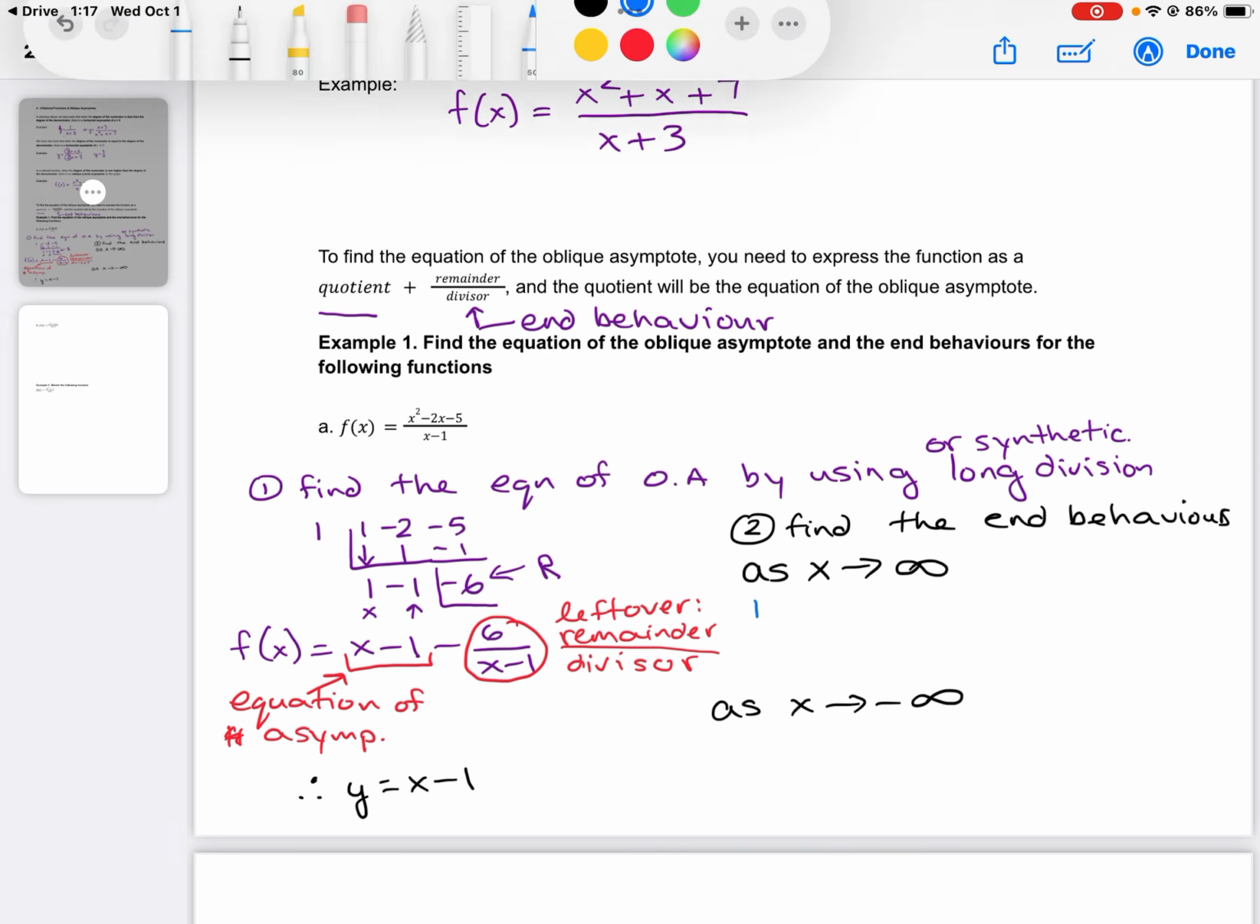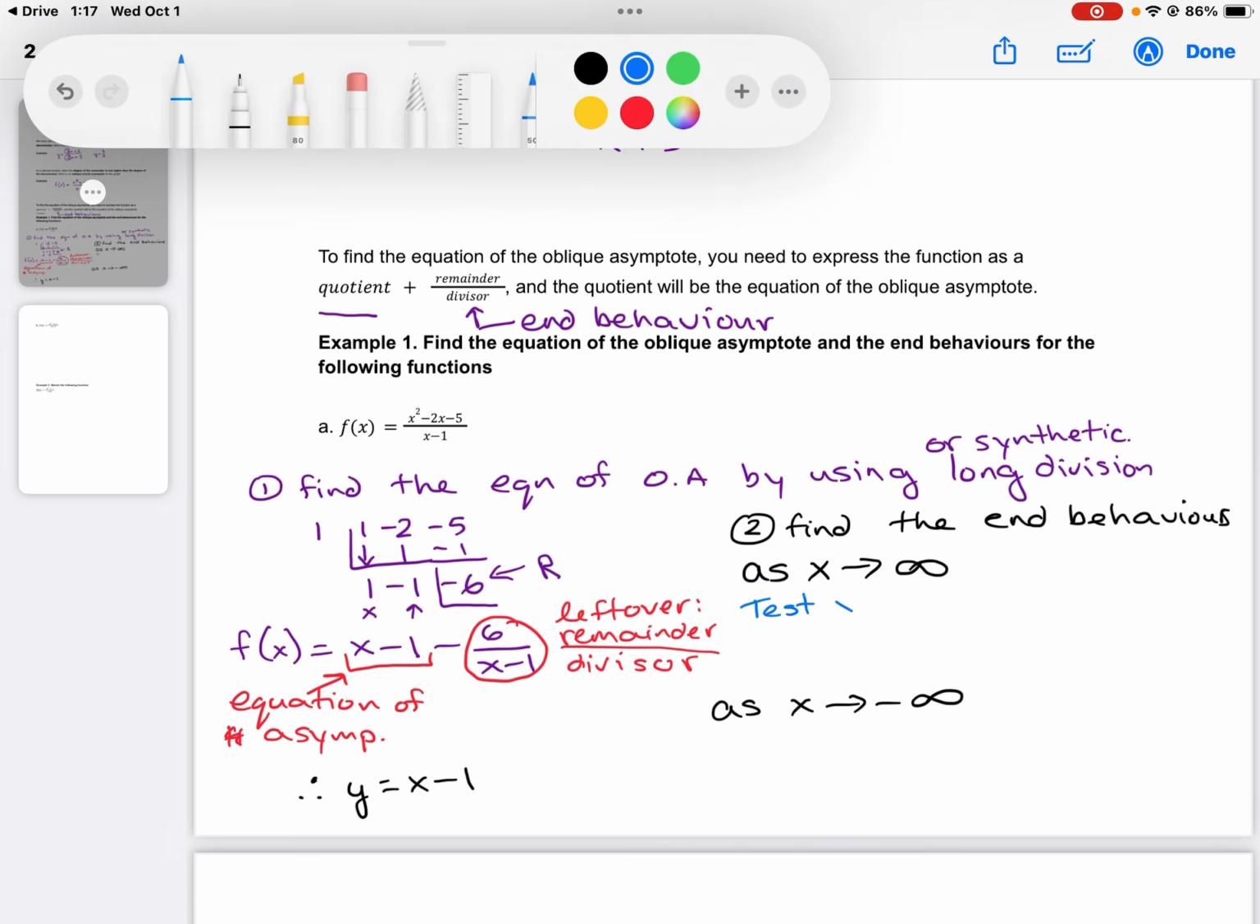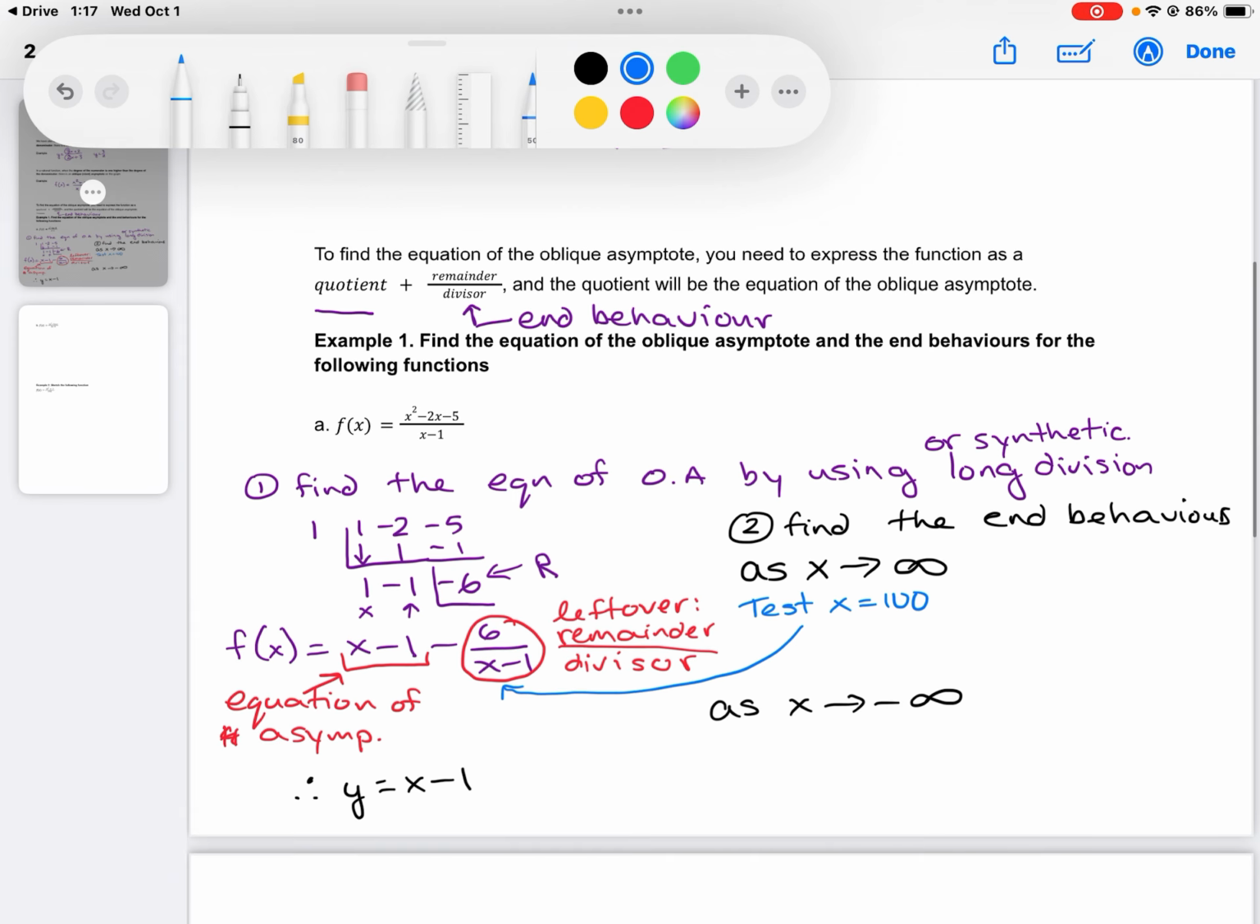So I'm going to test the first one, x equals 100. That is a big number. And I'm going to substitute that into this expression right here, because the only part that I'm interested in is the leftover part. So I know that when I sub in 100, I'm going to get 100 minus 1. I'm looking at what happens to that last part, so I'm going to sub into this part right here, the leftover piece.